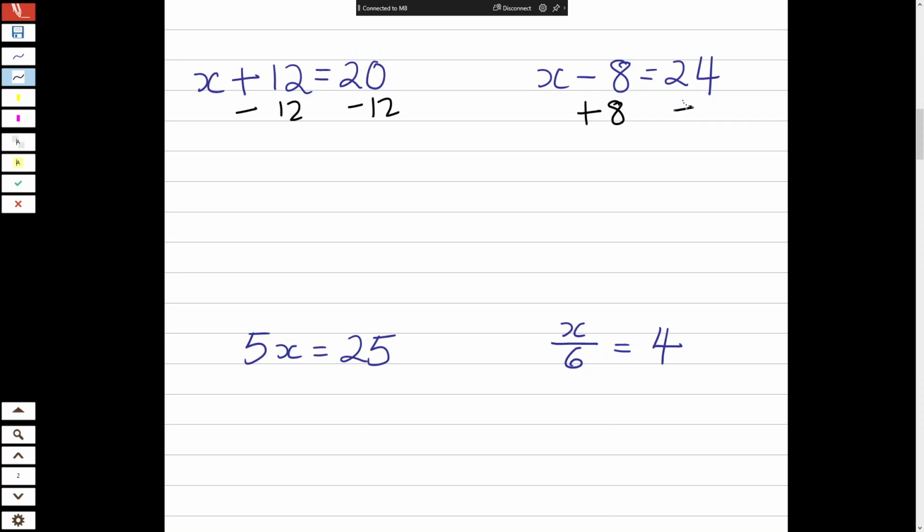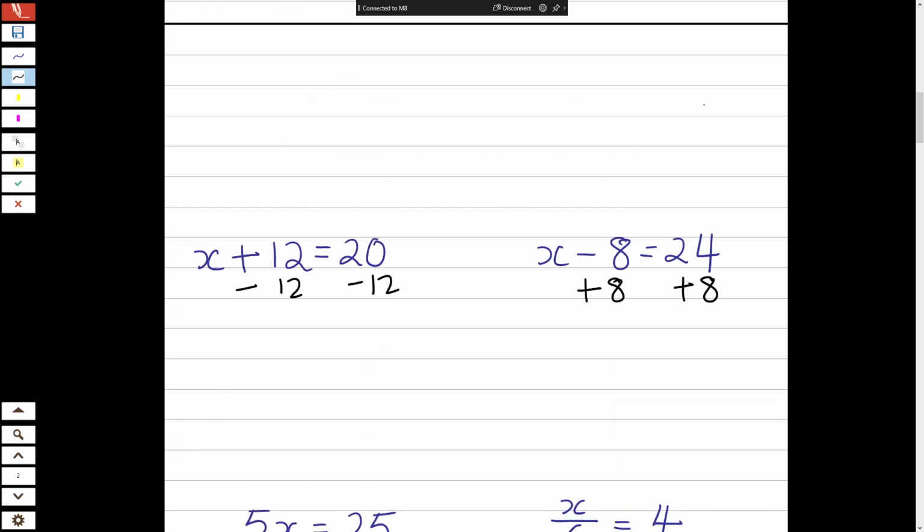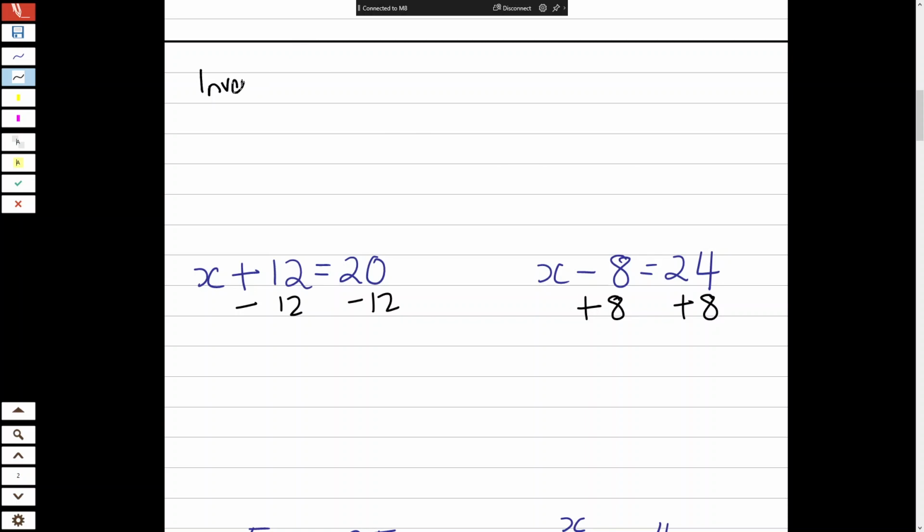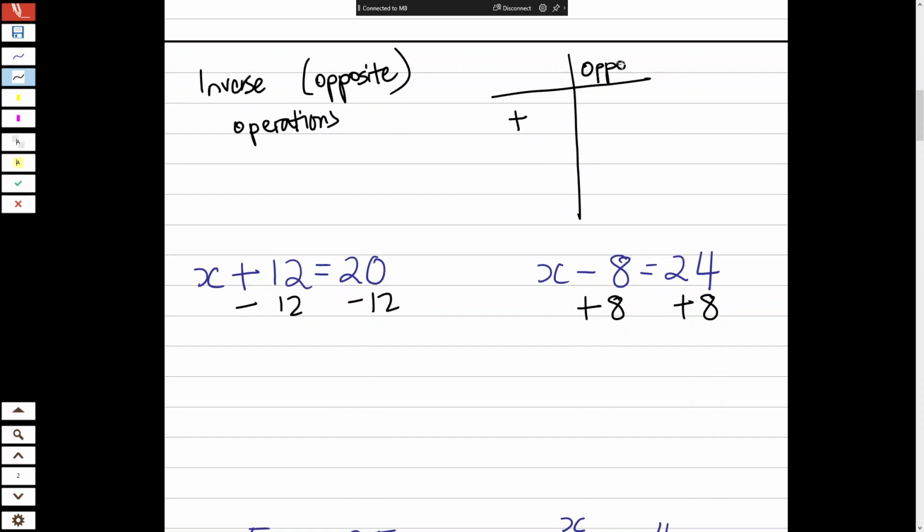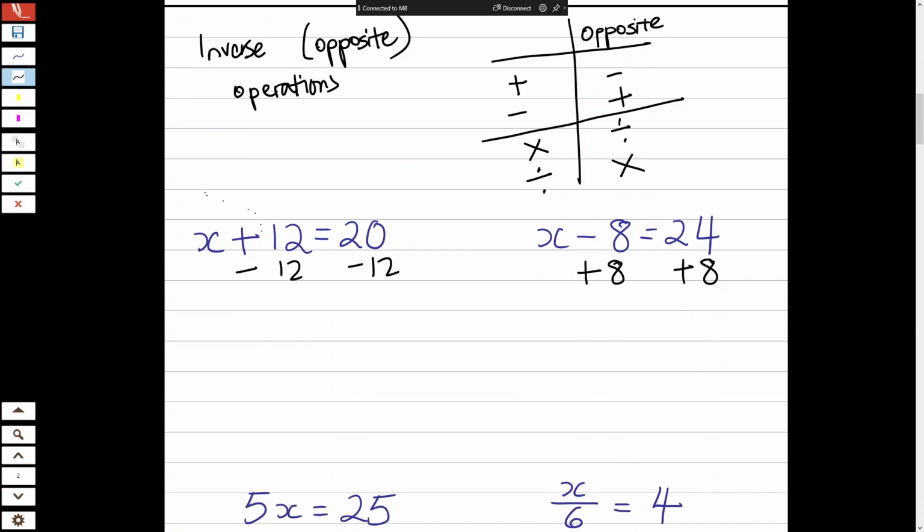Very good. So the language you might have used is inverse. Inverse is just another word for opposite operations. So for example, if I plus, the opposite is minus. If I minus, the opposite is plus. What's the opposite of timesing? Excellent. Okay? So notice that these operations are coming together in pairs. So as soon as you see a plus and you want to get rid of it, you minus. If you see a minus, to get rid of it, do a plus.